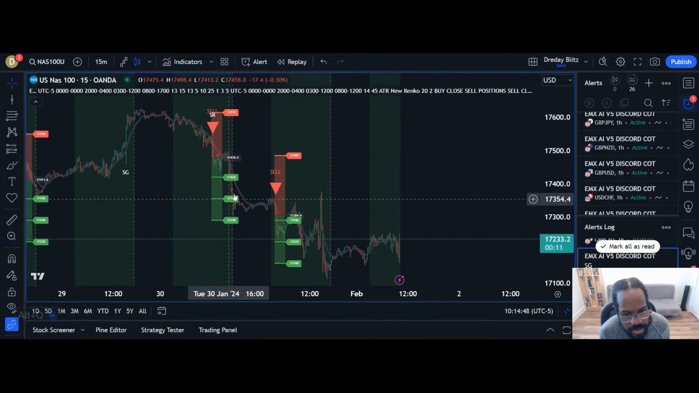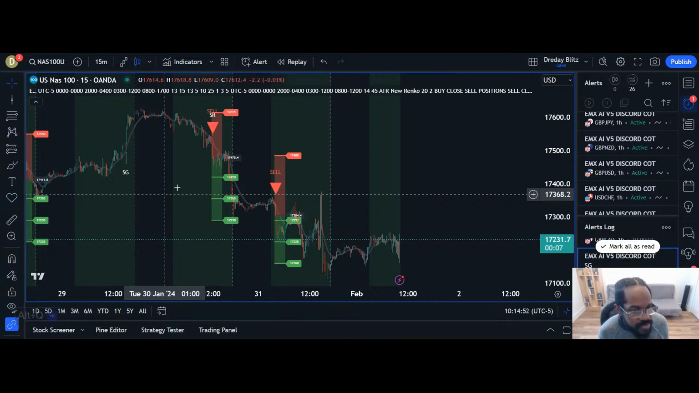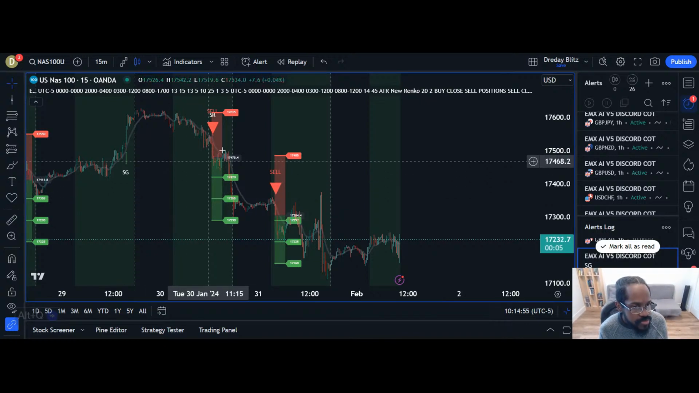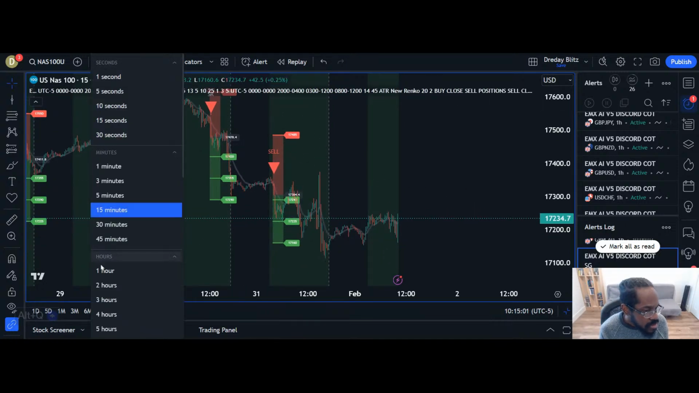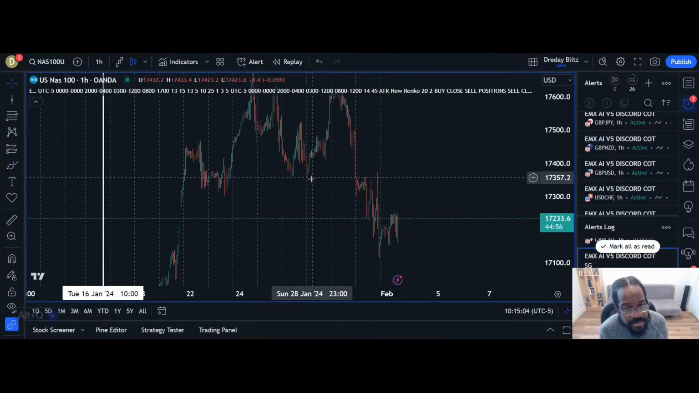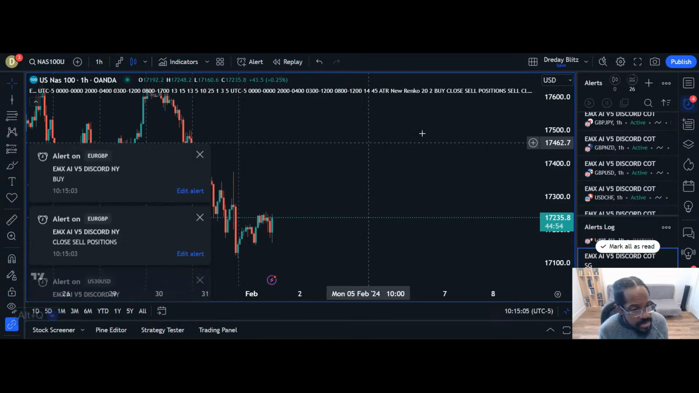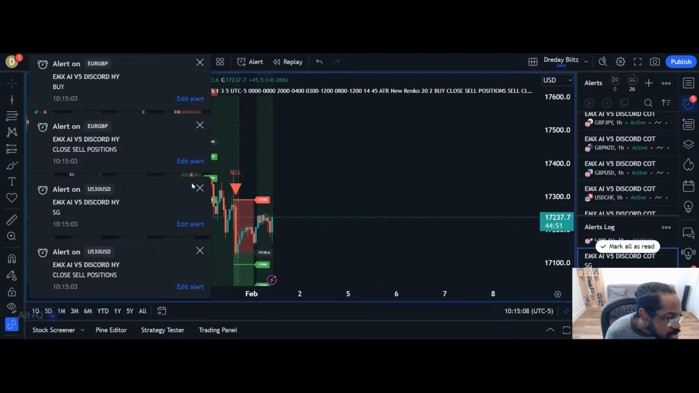Yeah, there were a few good setups on the Nasdaq yesterday. Tuesday, sorry. Good sell. So yeah, US 30 going long. So SR. AUD GBP buy on the 15.